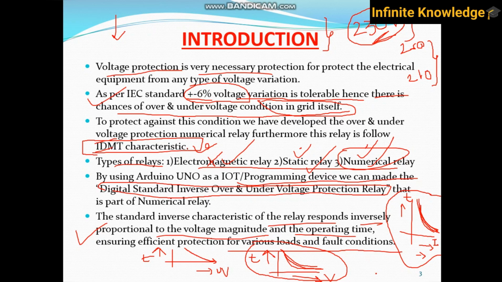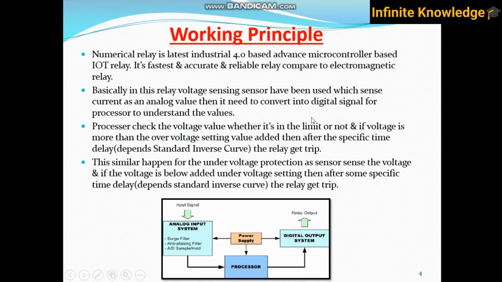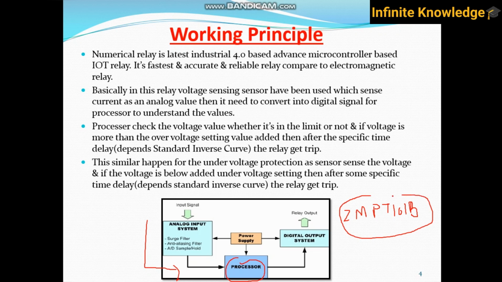So now we are going forward further. Okay, so now we are checking the working principle of this project. So how it is working. It is a very basic principle. We have Arduino UNO, that is our processor, and we are getting the signal from the sensors. The sensor which I have used is ZMPT101B. This is the name of the sensor, a voltage measurement sensor, which is used to measure the voltage, and that is connected parallel to our load.